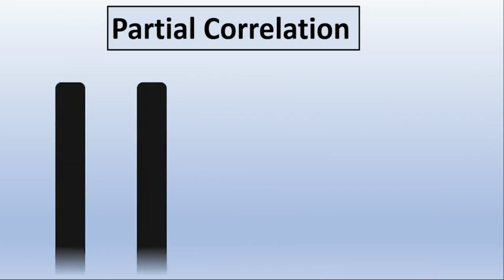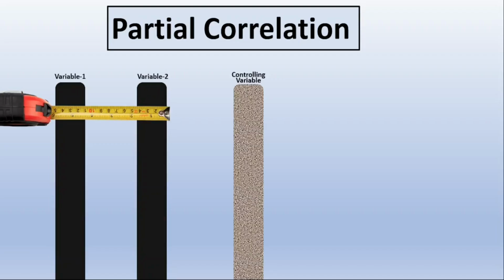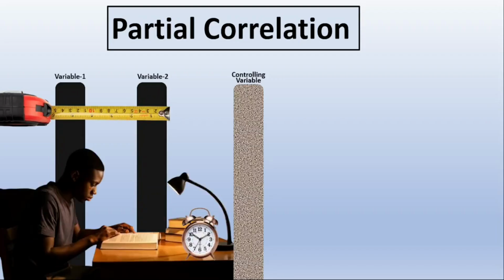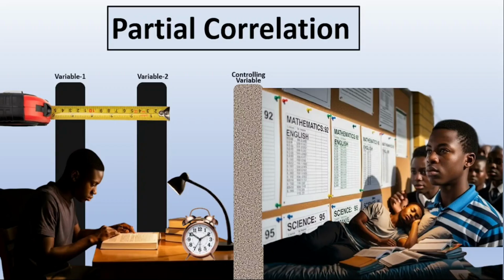Now, what is partial correlation analysis? Partial correlation is a statistical method used to measure the relationship between two continuous variables while controlling for the influence of another variable. For example, you may want to know whether study time truly affects exam scores, but you also know that sleep could influence both.